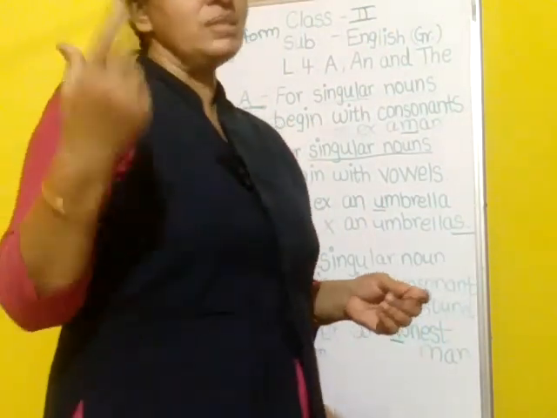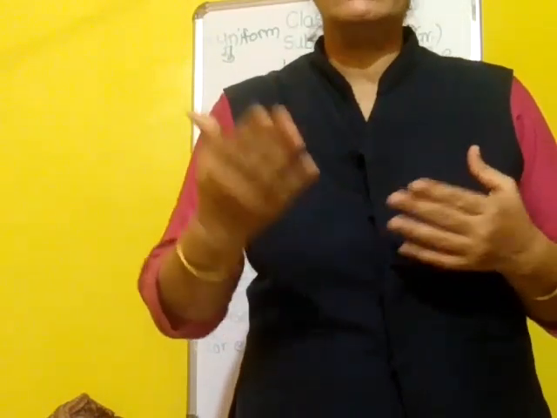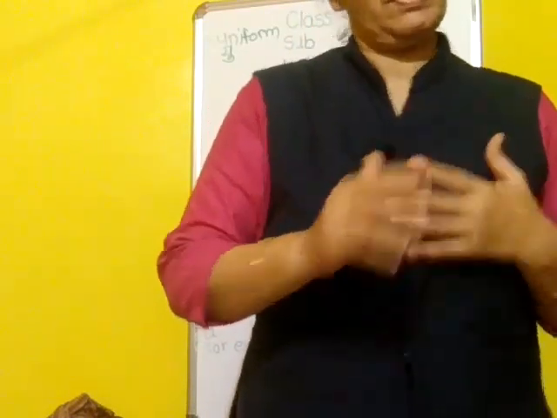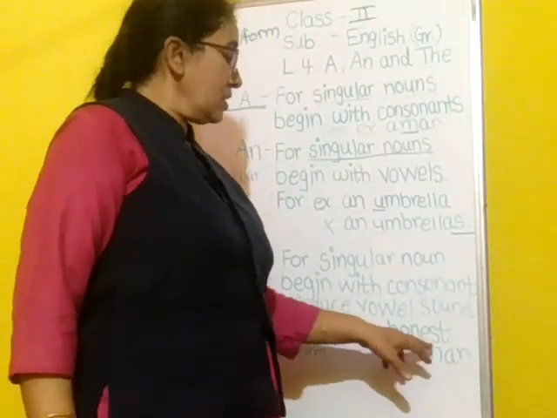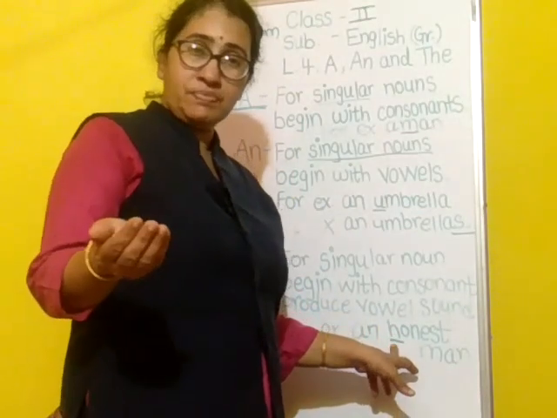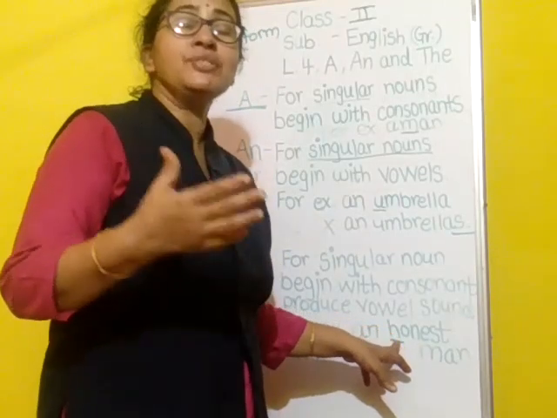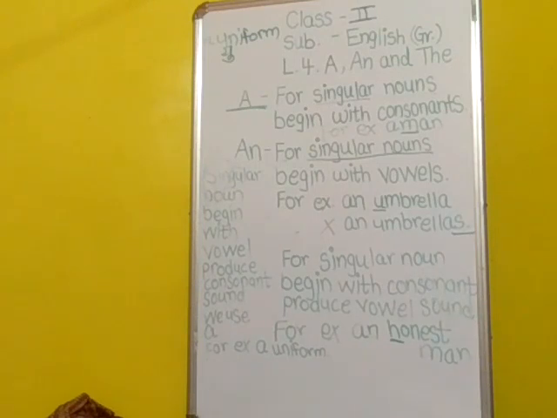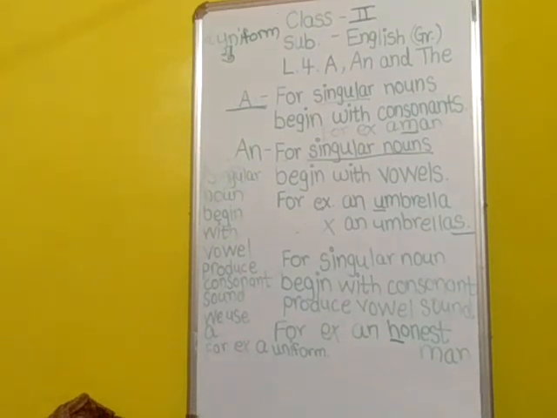But what happened? One rule is also there that though a singular noun begins with a consonant, if it produces a vowel sound, you have to write "an" there. For example, honest. See here, honest. An honest man. From this what can you understand? Definitely you can write "a" here because it begins with the consonant H. But what happened, children? The word honest produces a vowel sound.